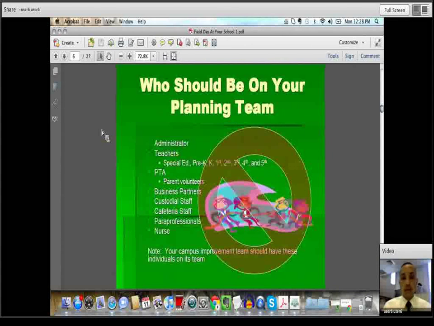You might be asking, who should be on your planning team? This should be an administrator, a teacher from every grade level, a PTA volunteer, a business partner, custodial staff, cafeteria staff, paraprofessionals, and a nurse. Your campus improvement team should have these individuals on its team.